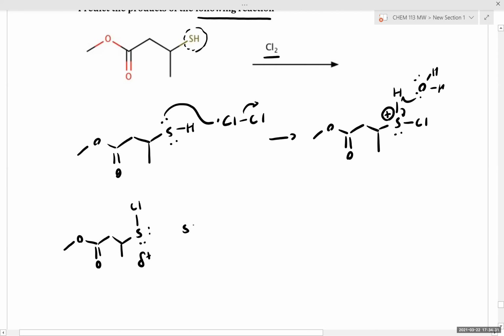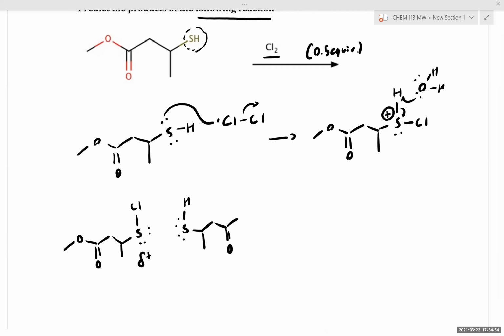Now that we have a second equivalent of thiol floating around, what is going to happen? Just to give you a hint, you only need roughly half an equivalent of halogen to get this reaction to go to completion. Would anyone like to comment on that? So what's going to happen next? We have this electrophilic sulfur atom and a nucleophilic thiol floating around. So what would happen next?